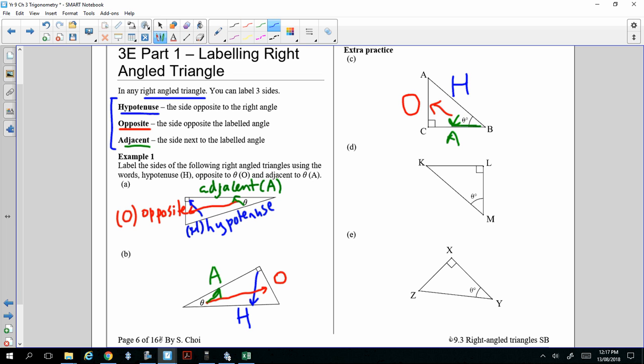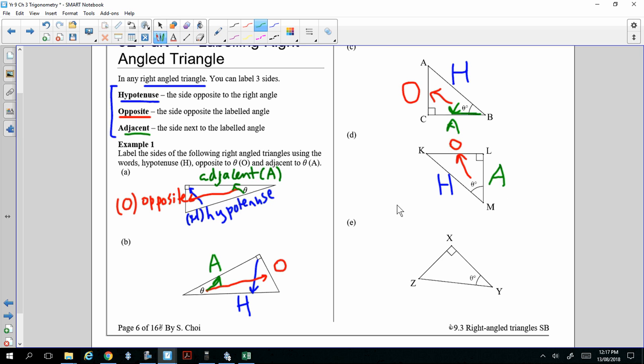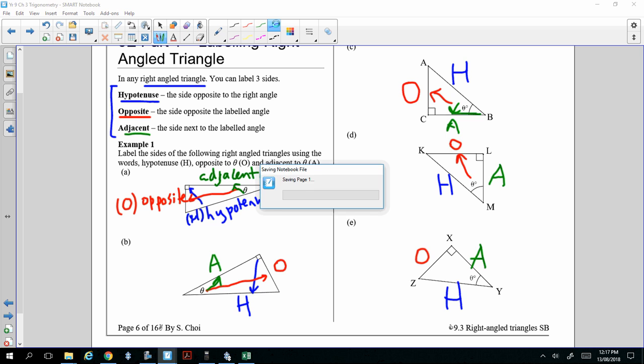This is H, this is O, opposite to the angle. It's good for you if you write the whole word down. It helps you to learn the word. And this one is O. This is H. This is A. All right, any question? Have you got it all down?